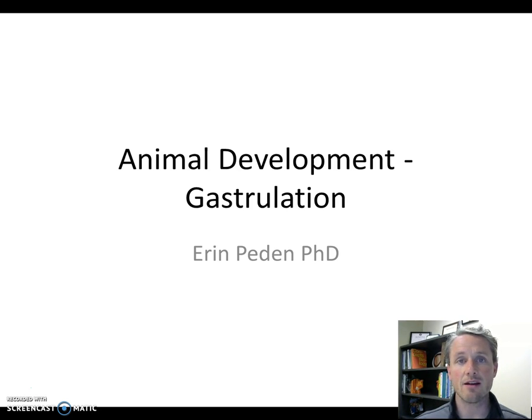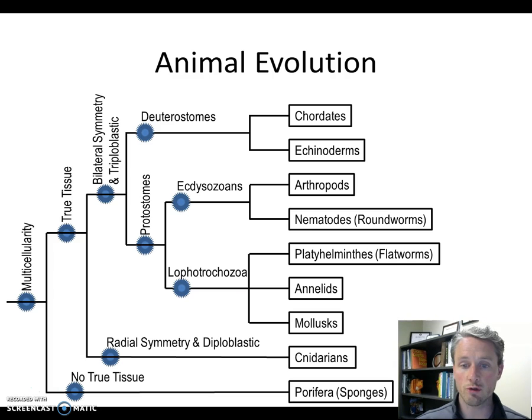So first, let's look at the animal phylogenetic tree. We've looked at this in some other videos. And I want to point out the traits we're going to talk about after we understand this process of gastrulation. We're going to talk about the traits of being either triploblastic or diploblastic. Okay, so gastrulation will result in animals that are either triploblastic or diploblastic.